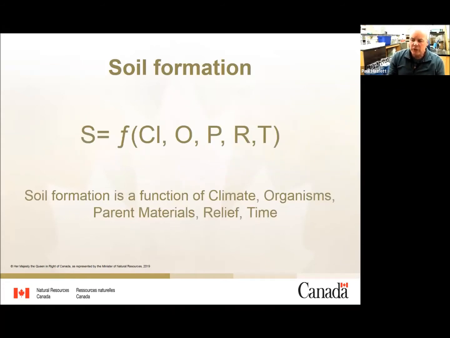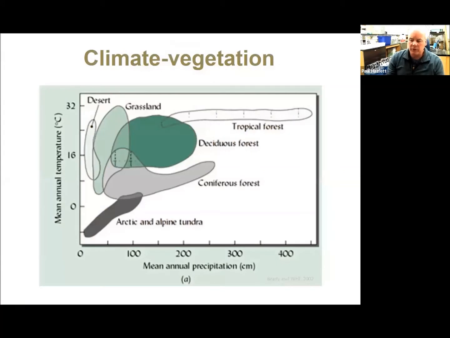So soil formation is a function, and that's what you see here, S equals f, a function of climate, organisms, parent materials, relief, and time. So these five elements are the soil forming factors. And the differences in these factors from place to place determine what a soil is going to look like, what its properties are going to be, what processes are going on in it when you go from one location to another. So let's just talk about a couple of points of them quickly.